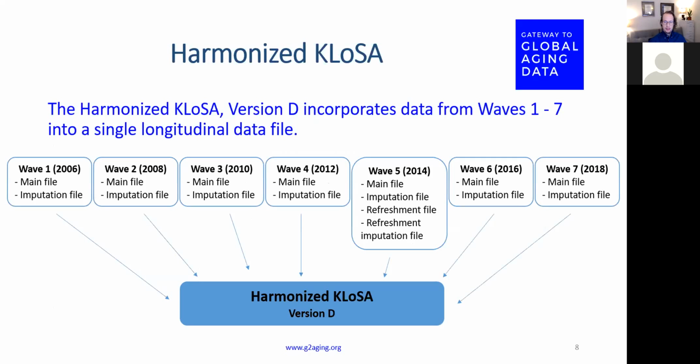Currently, we just released, as of yesterday, version D of the Harmonized KLOSA, and it incorporates data from waves 1 through 7 of KLOSA into a single longitudinal data file. So you can see here, it includes, for each wave, at least 2 files, and we combine them all. So one of the benefits of using the harmonized data is that instead of dealing with 16 different files to look at a person who has been inside of the KLOSA sample for all 7 waves, you can use one file which has all of this information already combined. So it saves you a lot of time merging.